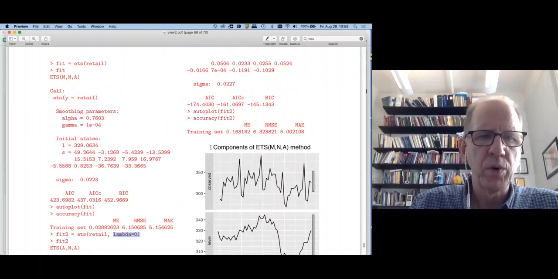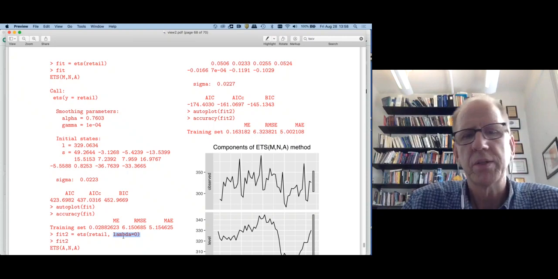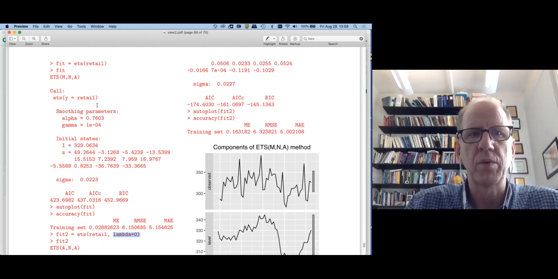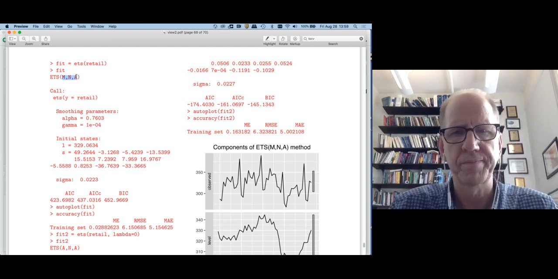Other thing we could look at is the training set error values, and it appears the multiplicative model is marginally better than the logged additive model. So I would, I guess, trust the ETS function on this one and go with the multiplicative model without a trend, but additive seasonal parts.